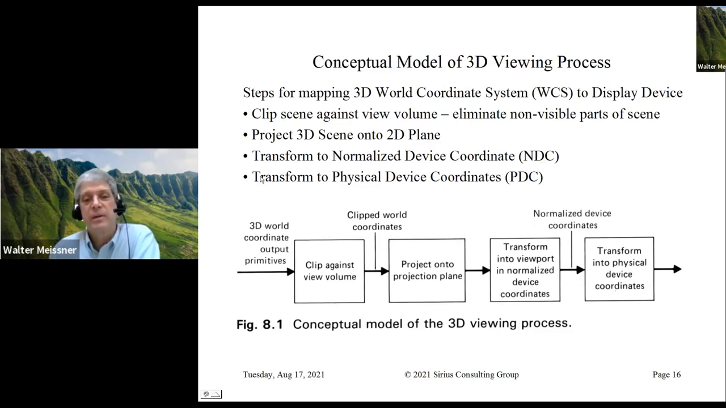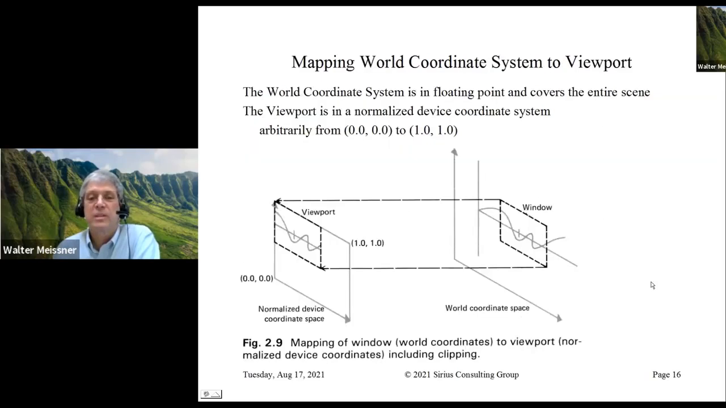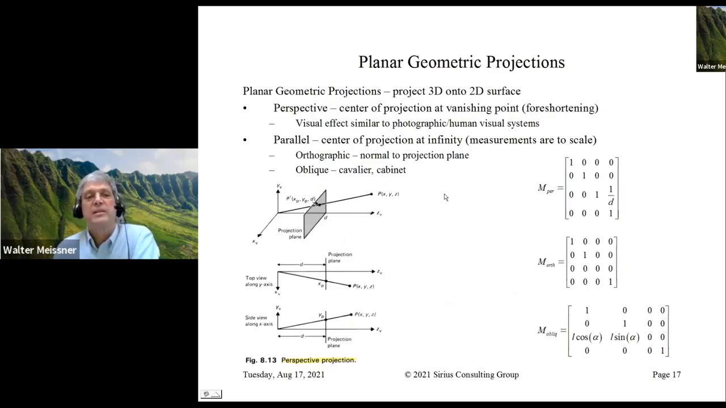But in the last step, there are so many pixels in a line and so many scan lines, so that's finally translated to physical device coordinates. This is just showing each of the steps that need to be done to get the final image. The world coordinate system is in floating point and covers the entire scene. The viewport is a normalized device coordinate system, arbitrarily from 0,0 to 1,1. So here's a mapping from a window in the world coordinate system to a viewport, 0 to 1.